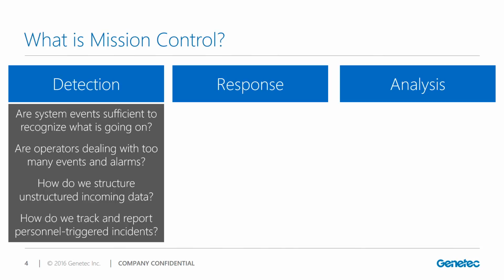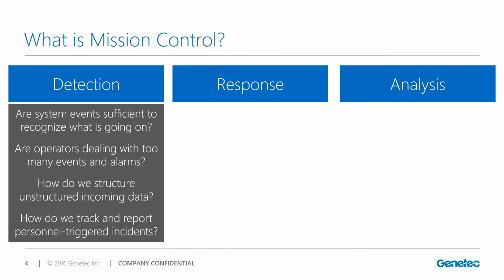When considering the detection of security incidents, are the system events sufficient to recognize what's going on? So, can an operator look at the events coming in and know what's really happening at the scene of the incident? Are the operators dealing with too many events and alarms? This could lead to sensory overload, and a vital event or alarm may slip past unnoticed if there's too much to analyze in the interface.